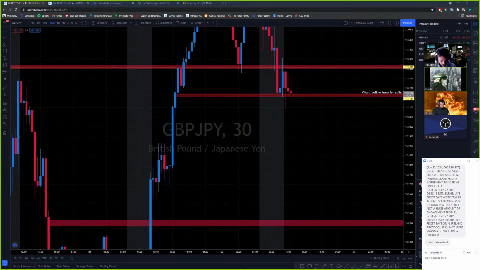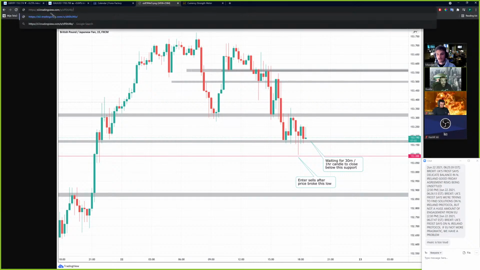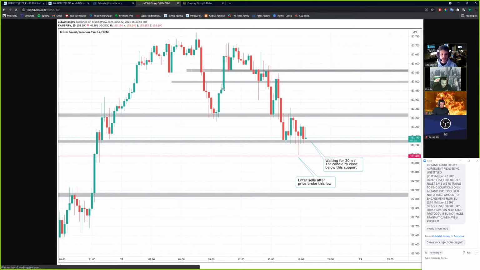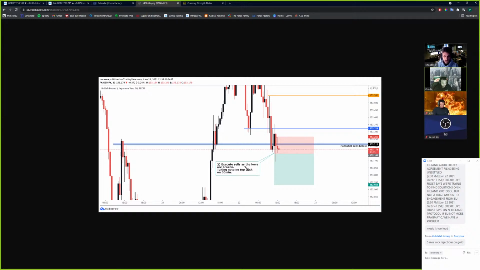Would you say this was too early or just probability? Let's take a look at this chart. Executed sells as the lows are broken, taking note of no top wick on the 30-minute.